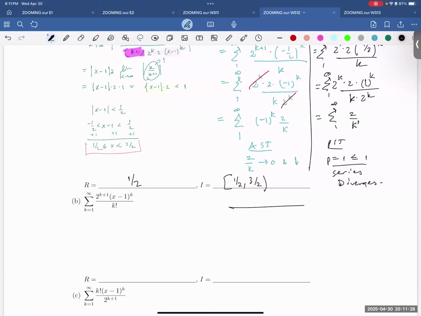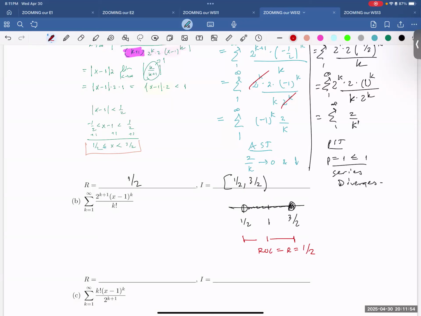You can see that like this. Here's 1/2. Here's 1. Here's 3 halves. There's another way to represent our interval of convergence. That total distance is 1. So the radius of convergence, or R, is half of that, which is 1. Sorry, 1/2.